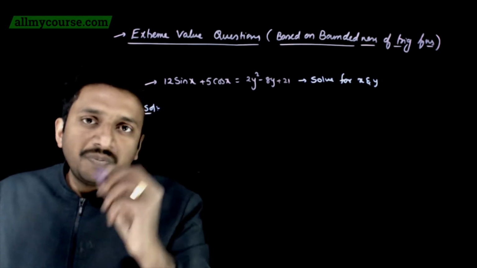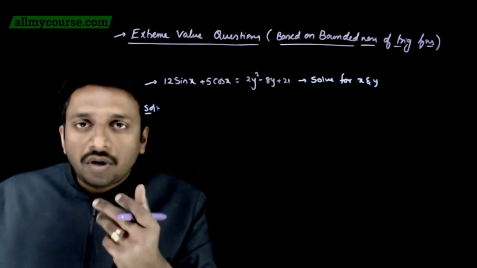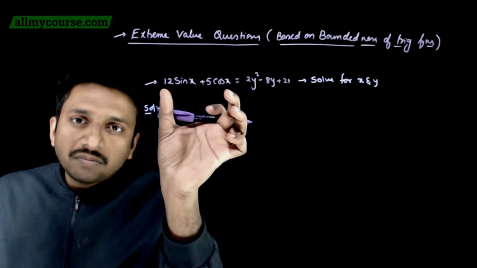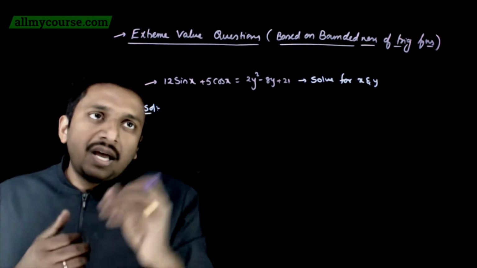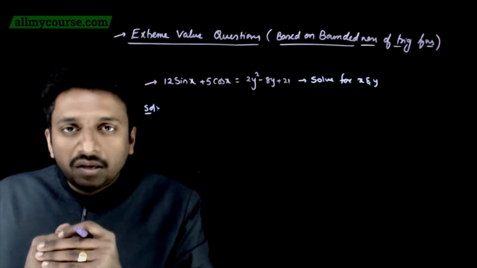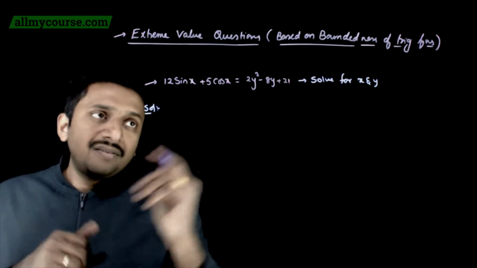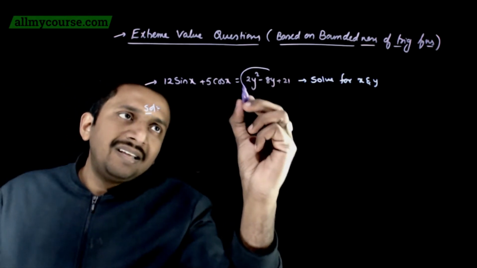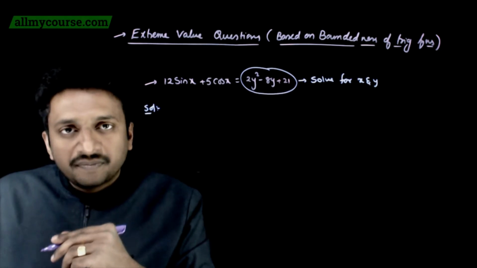Again, this is also a question based on boundedness. So obviously you cannot directly try to solve this because a trigonometric expression and a quadratic expression cannot be solved simultaneously. And one side is in terms of x, the other side is in terms of y. So you cannot directly try to solve it. So what I try is, first I'll try to see the minimum value of this quadratic expression.